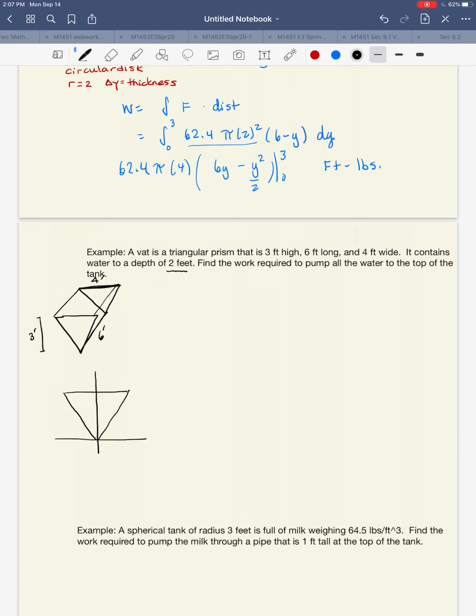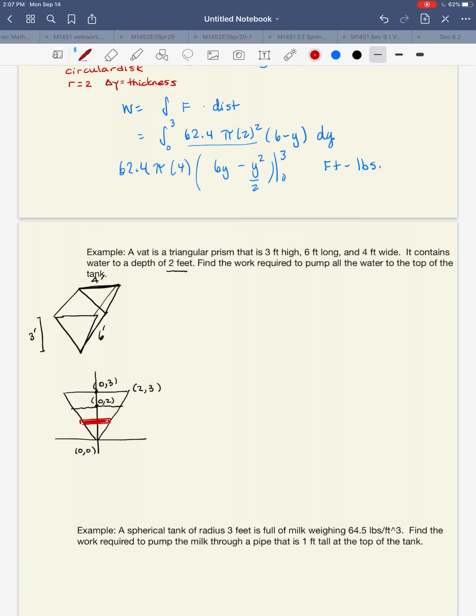Then imagine it going back into the paper 6 feet and the other face on the opposite side. We are told it's 3 feet high, so this ordered pair would be 0, 3. It's 4 feet wide, so each side of these is 2, that's the x direction, and there's 0, 0. Okay, it's filled to a depth of 2 feet, so let's put that here. That's the ordered pair 0, 2. And now we're going to take a slice of this liquid at some arbitrary y value of thickness delta y.